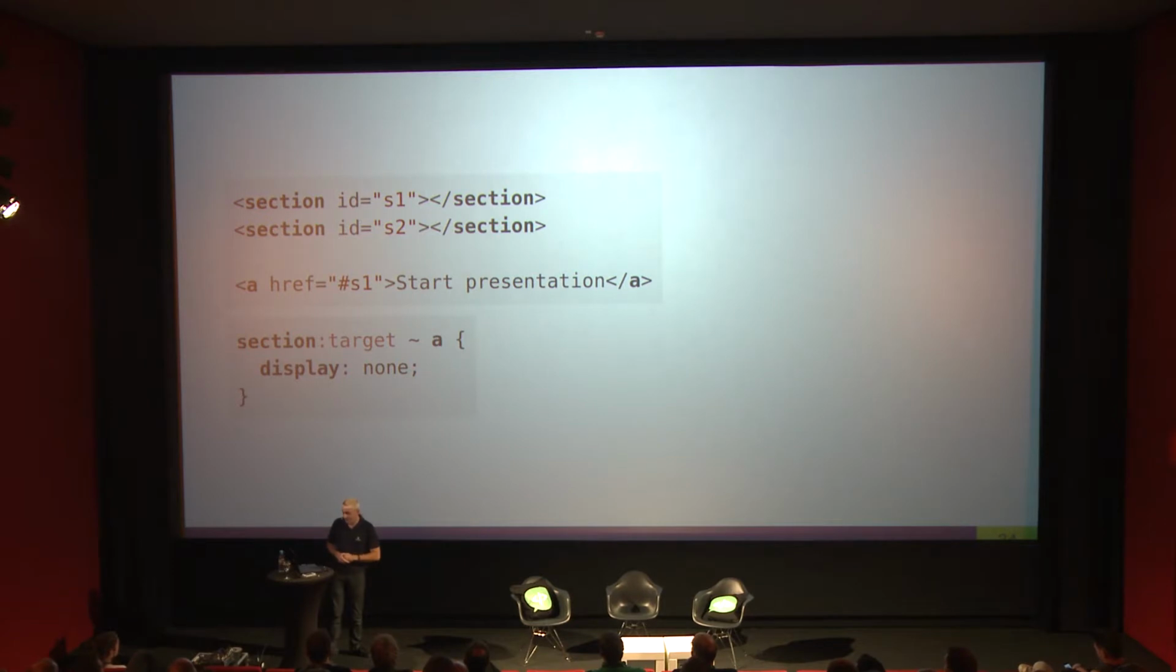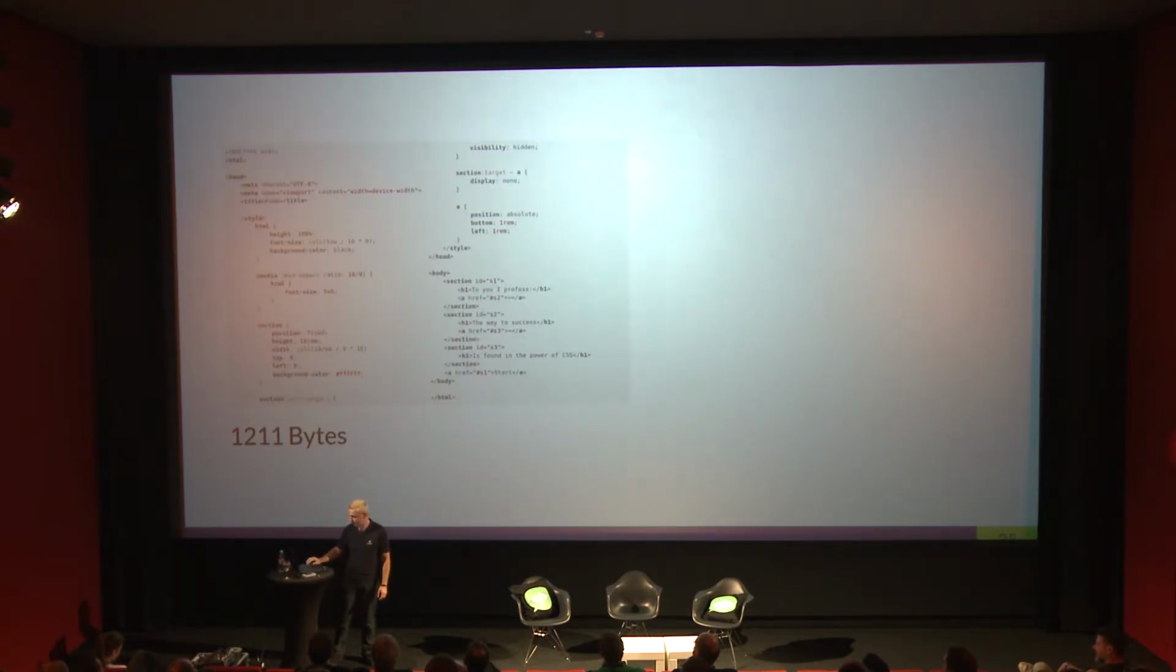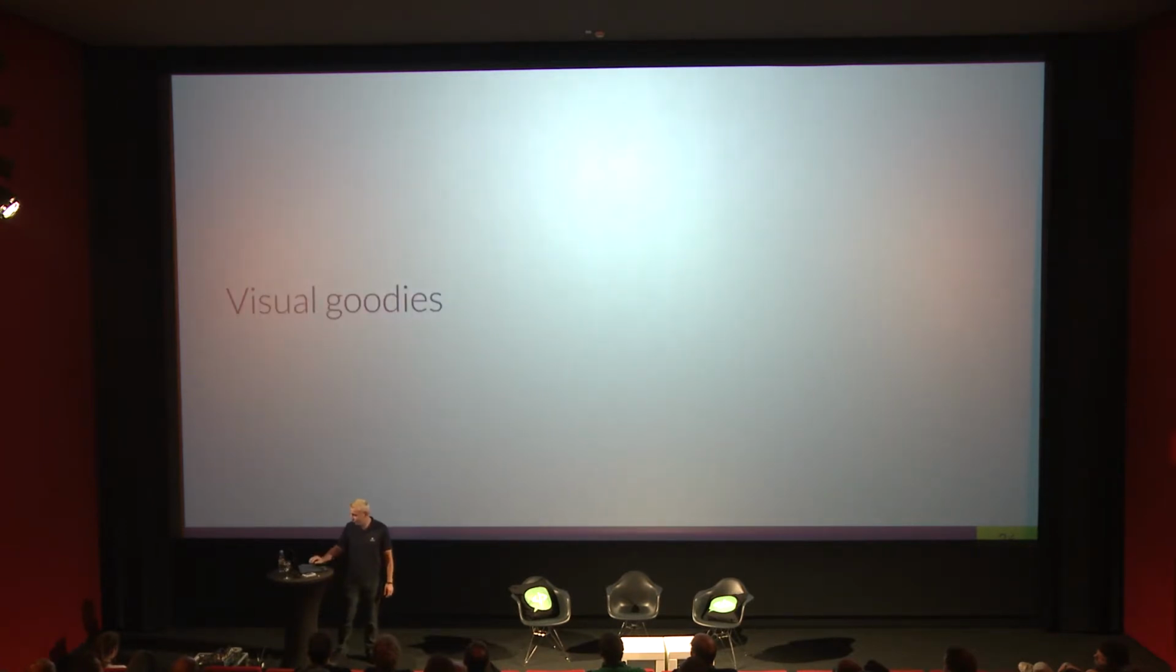If there is a targeted section before the anchor element, I set it to display none. The tilde selector says it must be a sibling, but comes before. So the anchor is a sibling after any section. With this, we are at 1,211 bytes, and this, of course, means plenty of space to add new features. Visual goodies.